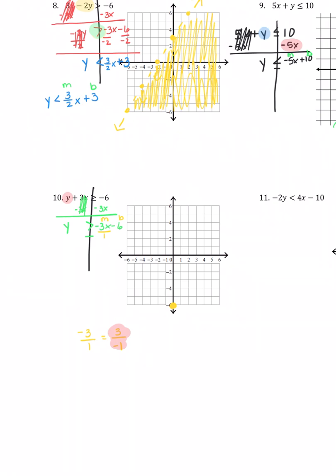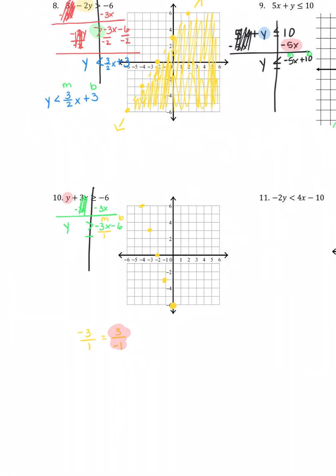So I'm going to start by going up 3: 1, 2, 3, and then to the left 1. Again, 1, 2, 3, left 1.